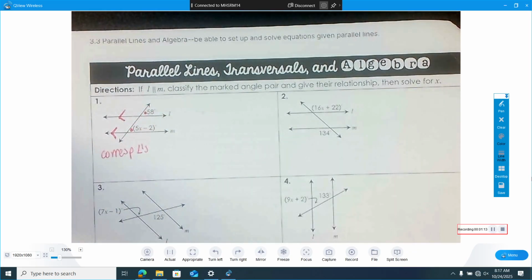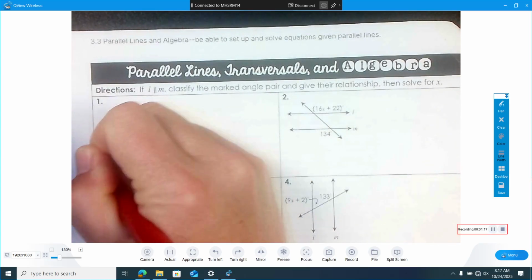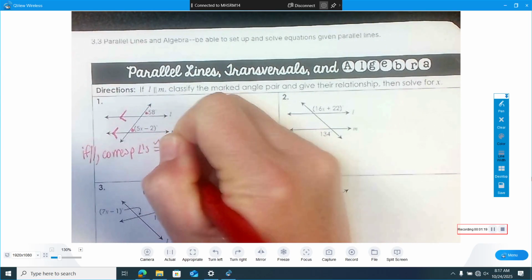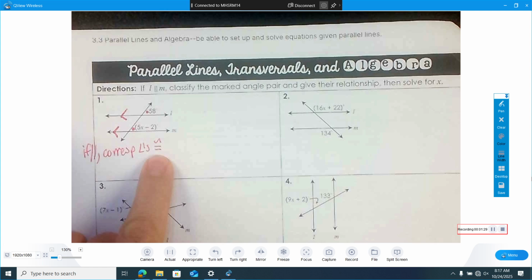And what do we know? That if parallel lines, corresponding angles are congruent. If parallel, corresponding angles are congruent. So that is the statement that we're going to make for every single thing. If we have parallel lines, then we know that corresponding angles are congruent, which means I can write an equation.